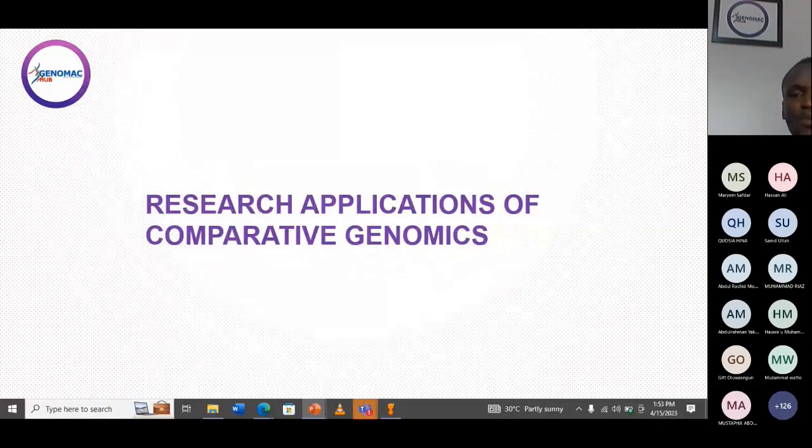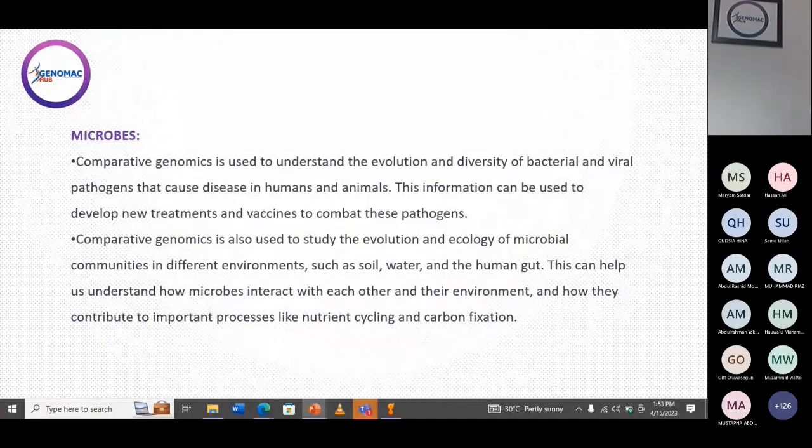Now, these are the research applications of comparative genomics. The first research application of comparative genomics is microbes. If you're talking about microbes, we are talking about the microbial world, where we talk about bacteria, fungi, and the likes. Comparative genomics is used to understand the evolution and diversity of bacteria and viral pathogens that cause disease in humans.